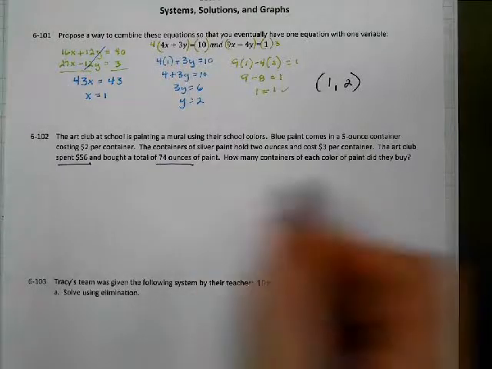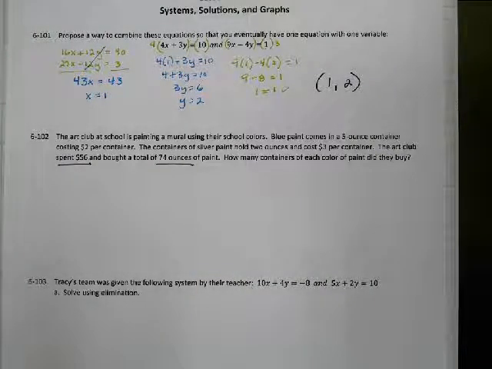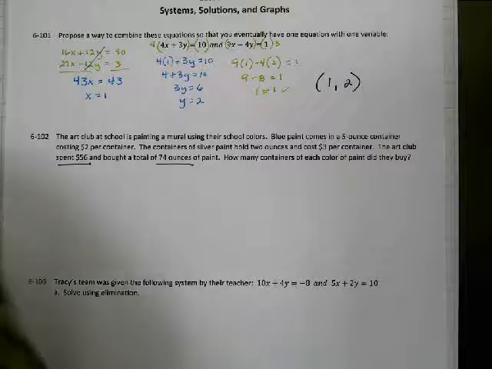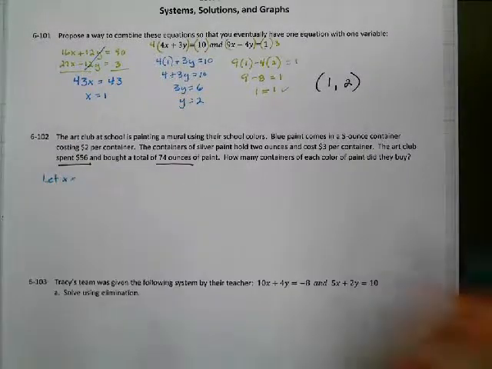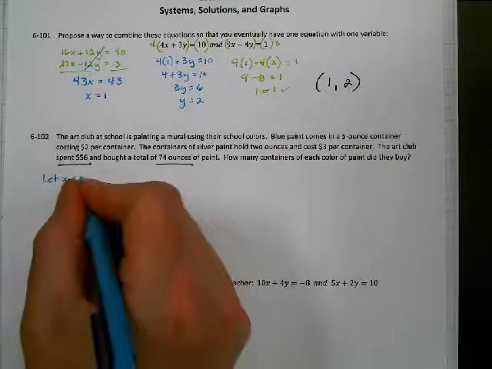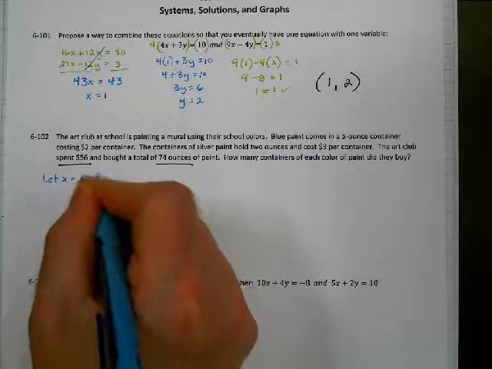So we're looking for the containers of each color. So let's let x equal, what's the first one? Blue. So that's the number of blue containers.